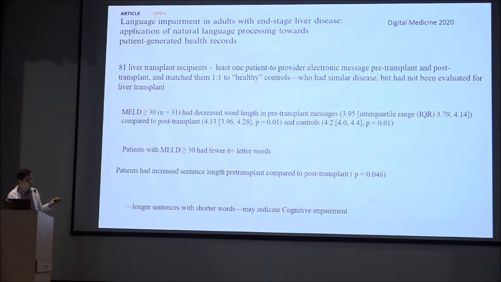So they were possibly cirrhotics, but they were not in a stage where they required a liver transplant. So what they found was that MELD more than 30 had a decreased word length in a pre-transplant message as compared to a post-transplant period. And MELD with 30 had fewer 6+ letter words, and they had an increased sentence length pre-transplant compared to post-transplant. An example would be that if a patient says that I have been called to the OPD at such and such time, and somebody would say I have been called on this date. So the word count reduces. So in a pre-transplant period, if you would observe, most of the patients have a higher word length and a word count which is there, and they have shorter words. So this can be one tool to actually indicate if somebody has any cognitive impairment using language processing.